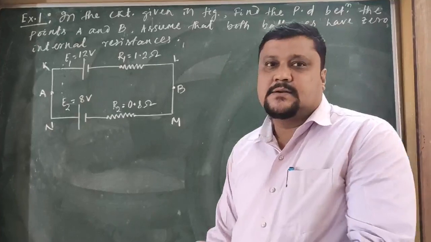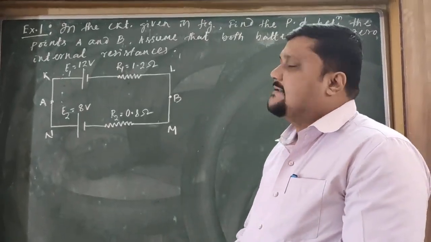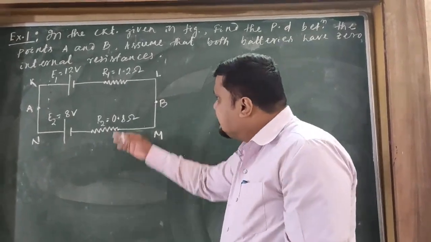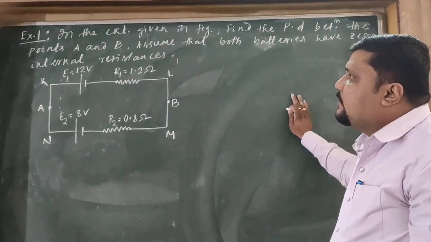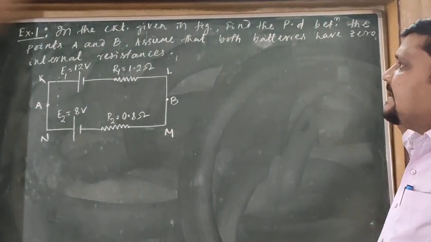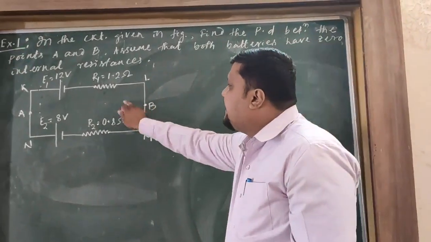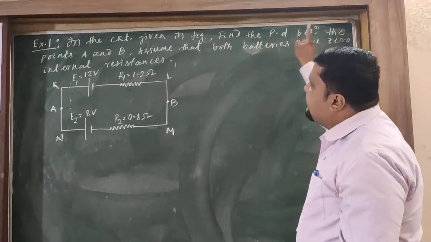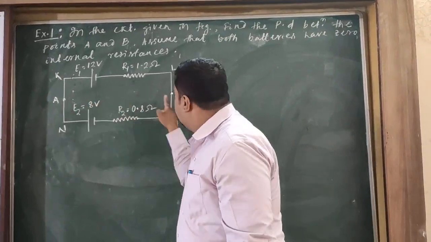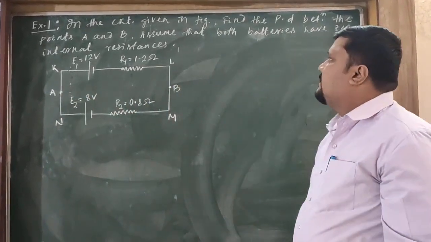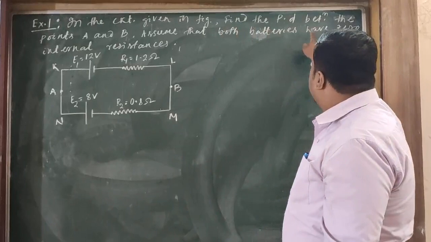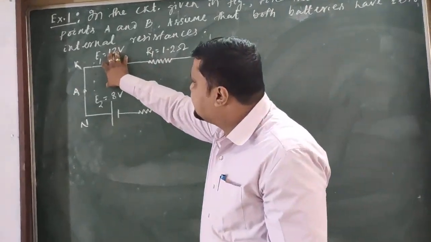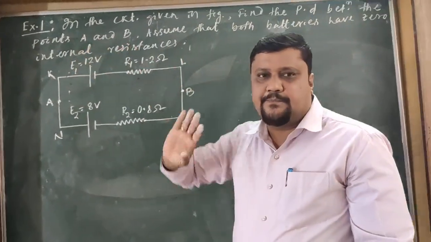With that idea, let us do some problems, examples on Kirchhoff's law. Now you see the question, example 1. In the circuit, find the potential difference between the points A and B. Assume that both batteries have zero internal resistance, meaning the battery internal resistance is not there or is almost zero.